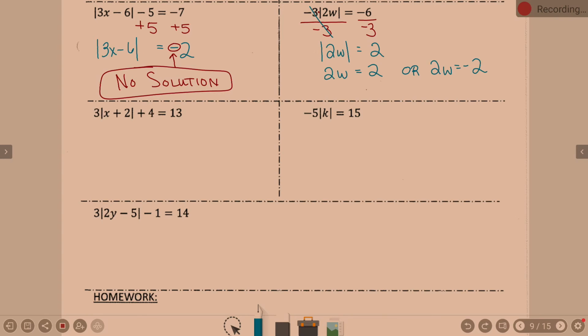Now, on both of these, if it's 2 times W, it's 2W. How do I get W by itself? Divide, and it's going to become 1W. Okay, we're going to divide.